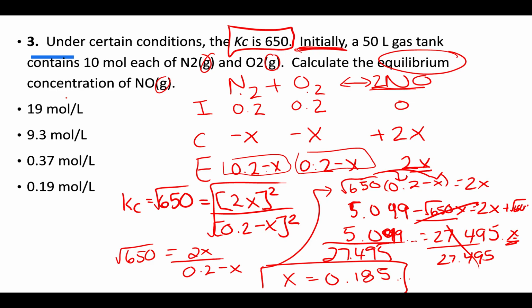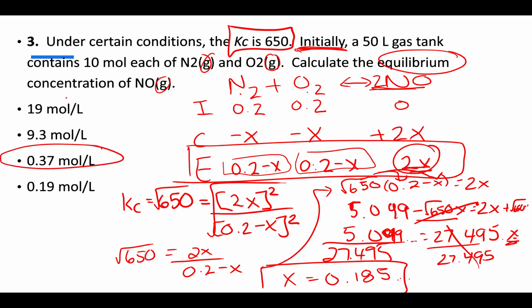So now I go back to the question, and it's just asking the equilibrium concentration of NO. So I would take a look at my equilibrium column of my ice chart. My NO is just 2x. So I take the number I found, multiply it by 2, and you're going to get that 0.37.